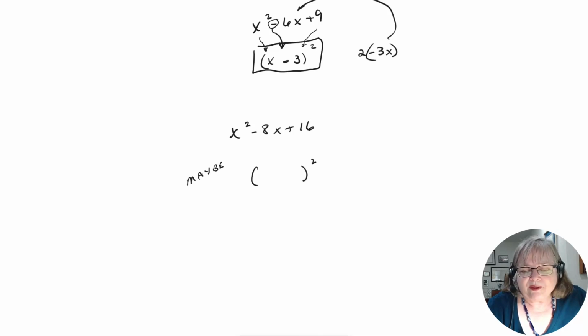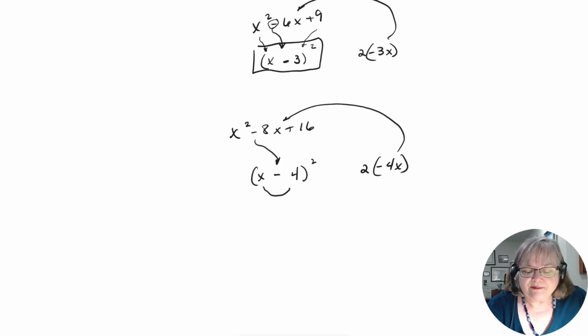So the square root of x squared is x. The square root of 16 is 4. This sign is the one you bring down. And you have to check this. So x times minus 4 is minus 4x. If I double it, does it show up right there? Yes, it does. So this is not a maybe. This is correct.